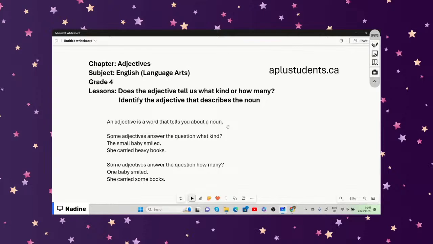And some adjectives answer questions like what kind, and other adjectives answer the question how many. So adjectives will either ask us what kind. It's like you ask yourself, what kind? And then also how many.